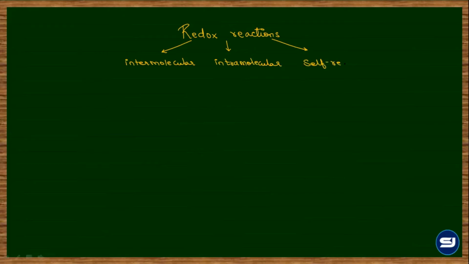Okay. Now just one more part I'll discuss, then we'll move to the balancing ka part again. Redox reactions are broadly classified into 3 types. The first type is intermolecular redox. The second type is called intramolecular redox. And the third type is called self-redox reaction. This is for your information, but it is something which you should always remember for redox.